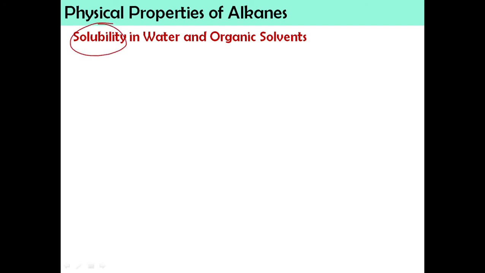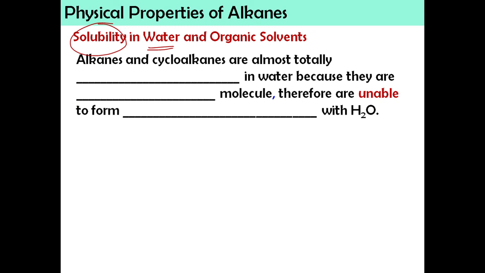Untuk solubility, kita tengok apa sebenarnya kalau solubility in water. So, awak rasa alkanes ni, larut ke tak larut dalam air? Alkanes and cycloalkanes are almost totally insoluble in water. Kenapa? Kenapa tak larut dalam air? Sebab for a compound to be dissolved or soluble in water, dia mesti form this bond. Okay, so alkanes dengan cycloalkane kenapa totally insoluble? Okay, tak larut dalam air because they are non-polar molecule and unable to form hydrogen bond with H2O.